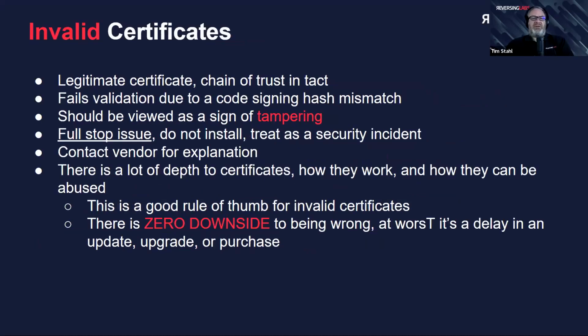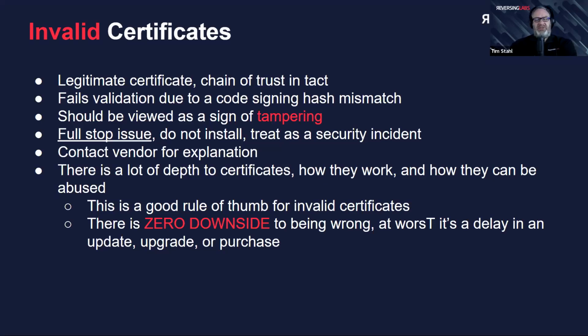Invalid certificates is where you start to see issues. This is where you really want to be concerned. It means it's a legitimate certificate, right? There's no issues with the chain of trust, all the things that make this valid. So the trust goes all the way down, but it fails because the hash is mismatched. So part of the validation for a certificate is saying, this is coming from somebody who, you can trust that this is from Microsoft or whoever, right?